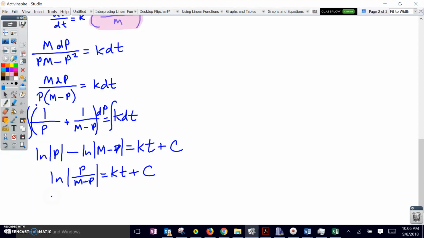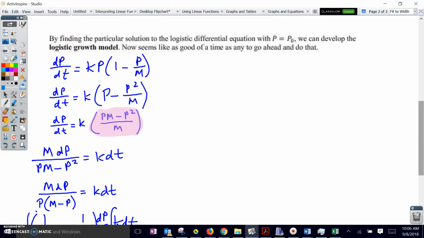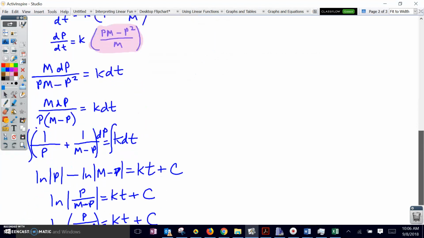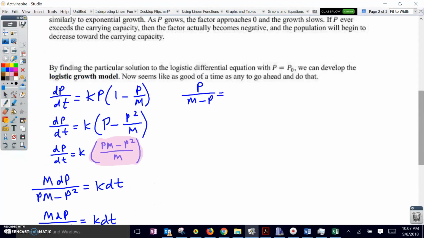And since population is not going to be negative, nor is the carrying capacity minus the population going to be negative, I'm going to get rid of the absolute value signs here. Okay. Now I'm going to raise e to the power of both sides of this equation, which is going to leave me with P over M minus P on the left, and it's going to leave me with C e to the kt on the right.